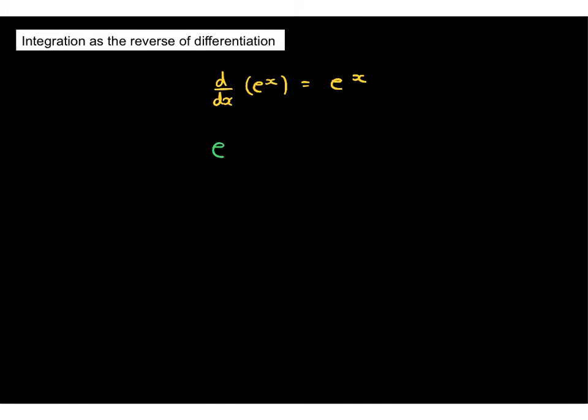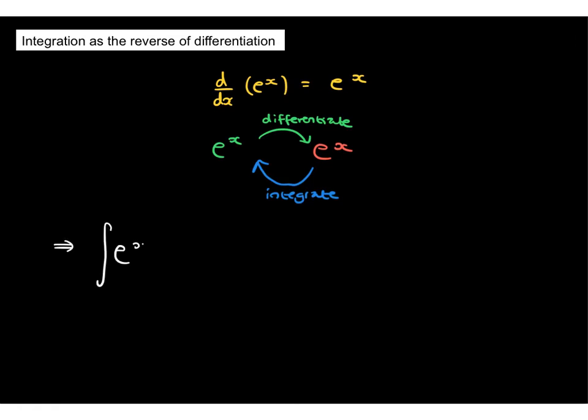So if we start with e to the x and we differentiate it, we get e to the x. So this means if we integrate e to the x, we must also get e to the x. And this leads us to the result that the integral of e to the x with respect to x is equal to e to the x, and of course plus a constant of integration.